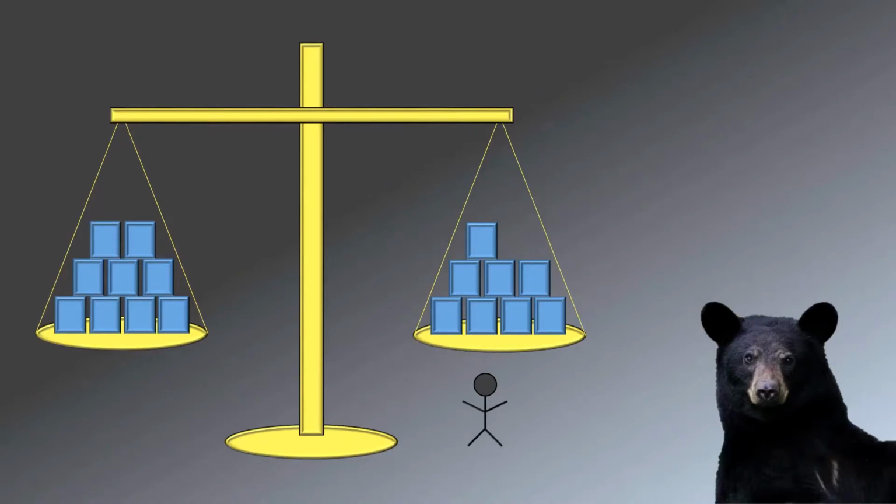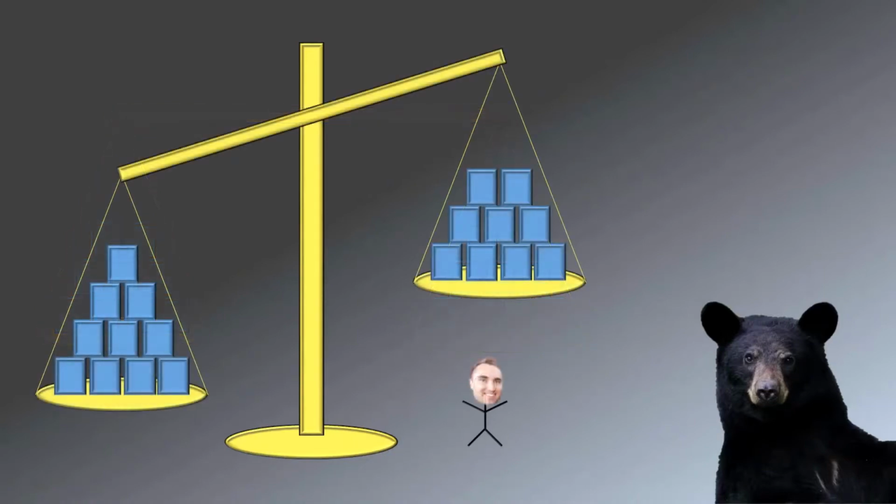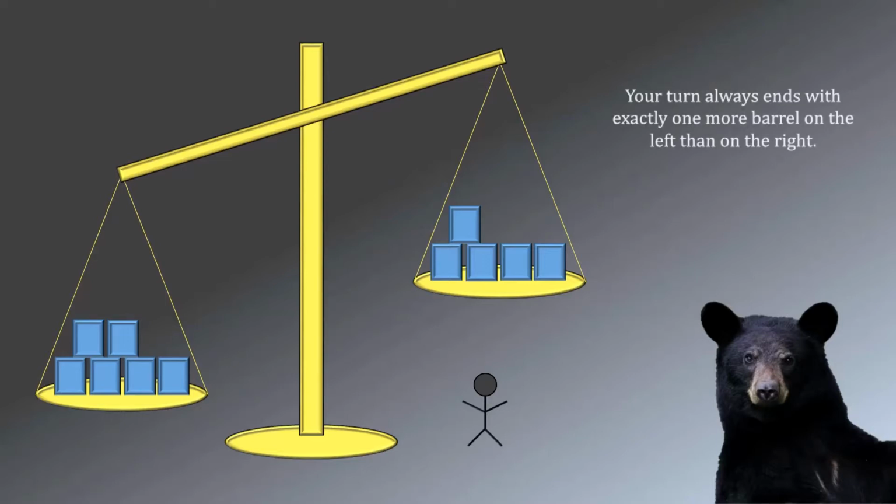The final possibility is that I take a bunch of objects from the right side instead. If I do that, it's easy for you to restore the slight imbalance. All you need to do is take a bunch of objects from the left side, but being sure to leave exactly one more over there than there is on the right. The key thing is that no matter how I play the game, your turn always ends with exactly one more barrel on the left than there is on the right.